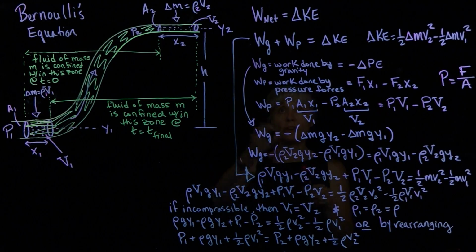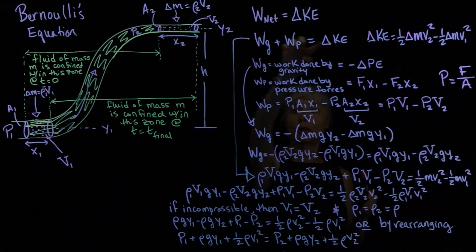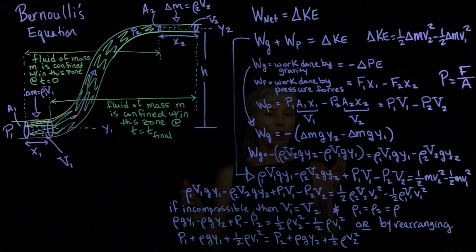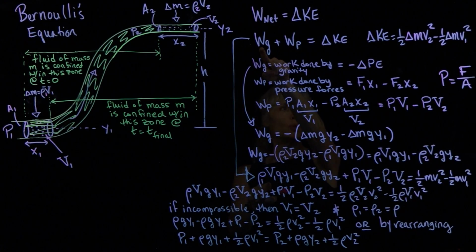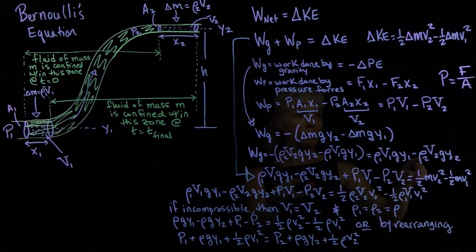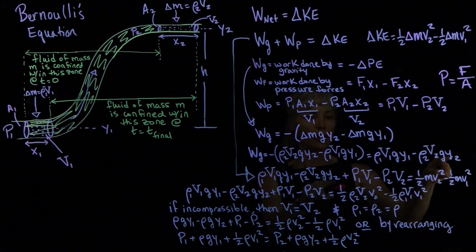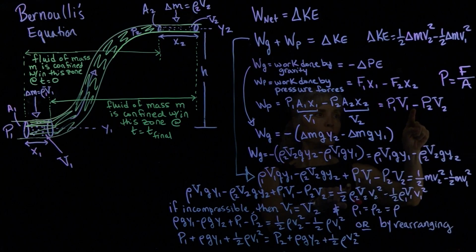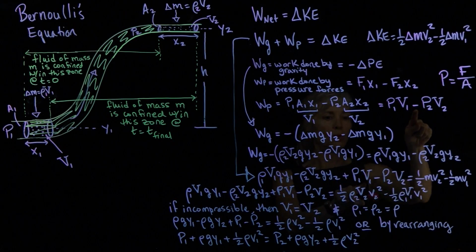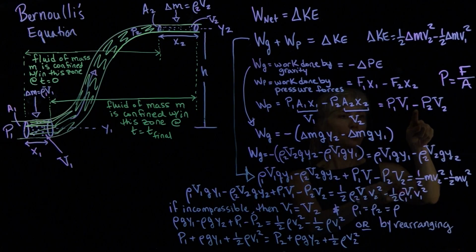Now we're going to plug everything into our work energy equation because now we have all of our terms. So the work done by gravity, remember we have right here, so we're going to plug it in, rho 1 V1 gy1 minus rho 2 V2 gy2. Now we want the work done by the pressure forces next. The work done by the pressure forces is here, so plus P1 V1 minus P2 V2.